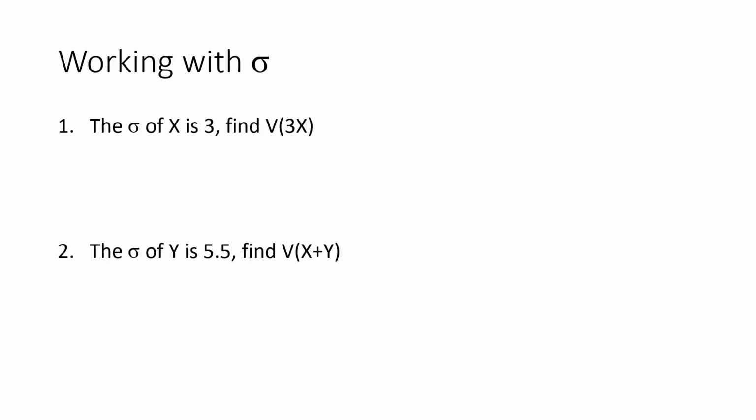We've covered all the laws of expectation and variance, and now we have to look at the relationship between sigma and variance again. So, just like what we learned last lesson, variance is equal to sigma squared. So how do we answer these questions then? The sigma of x is 3. Find V of 3x. So first let's find V of x. That's equal to sigma squared. Since sigma is 3, that's 3 squared, which gives us 9.